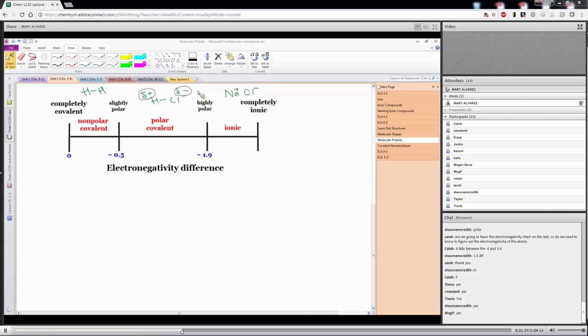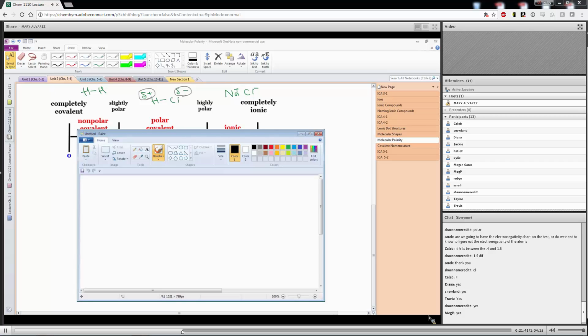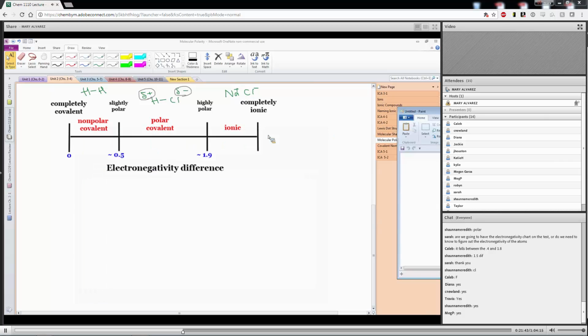Okay, so in order to help us visualize whether something has two poles, I'm going to copy two molecules over here for you from the lecture notes. We're going to look at carbon dioxide and carbon monoxide.